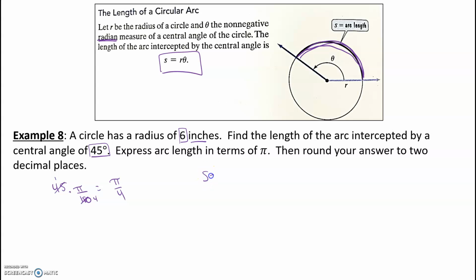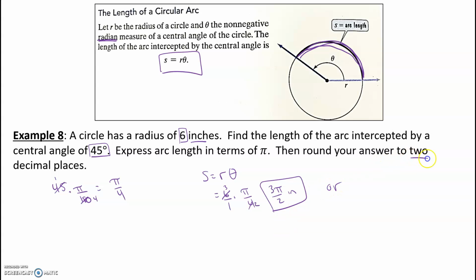Now you can plug in. Arc length is your radius times your radians. So the radius was 6, I'm going to write that as a fraction, and our central angle was pi over 4 radians. Let's simplify, divide by 2, and we get 3 pi over 2 inches.